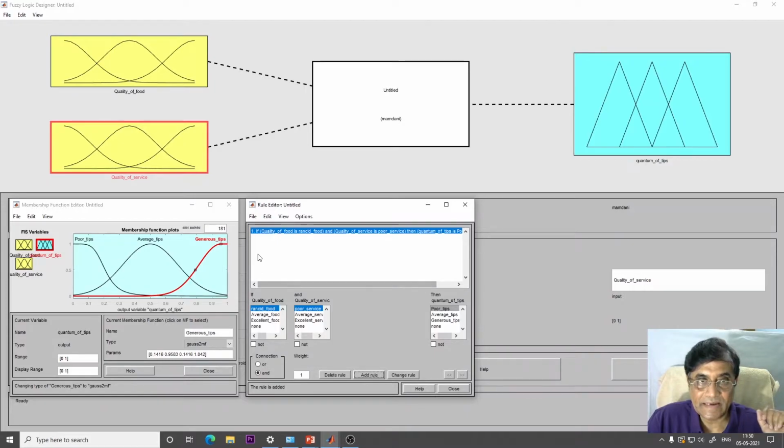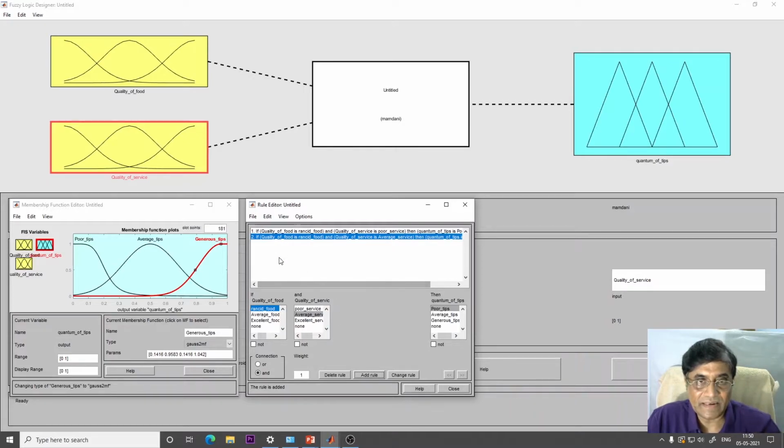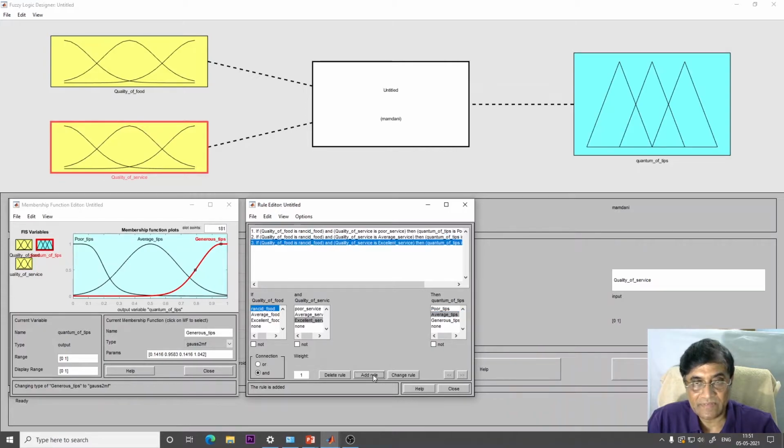So if I am satisfied, I add that rule. Then if the quality of food is rancid, meaning bad, even if the service is average, still I will give poor tips. So it's my design, so I have added that. If the quality of food is rancid and the quality of service is excellent, well, then I think that I should give average tips, because the poor waiter does not have much role in the quality of the food. So this is my sympathy for his work. His service was excellent. So suppose I have decided that I will add this rule.